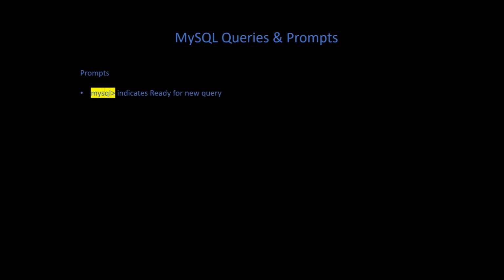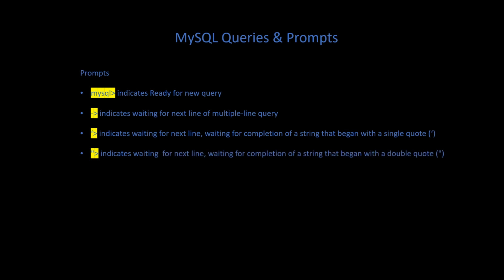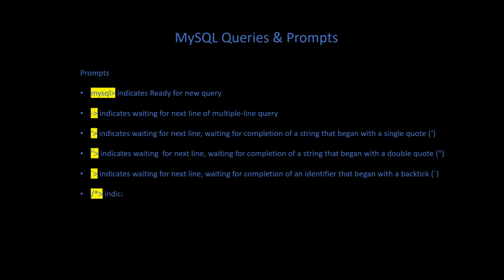Now to summarize the prompts. This one indicates ready for a new query. This one indicates waiting for the next line of a multiple line query. This indicates waiting for the completion of a string that begins with a single quote. This indicates waiting for the completion of a string that begins with a double quote. This indicates waiting for the completion of an identifier that begins with a backtick. And this indicates waiting for the completion of a comment that begins with a slash and asterisk.